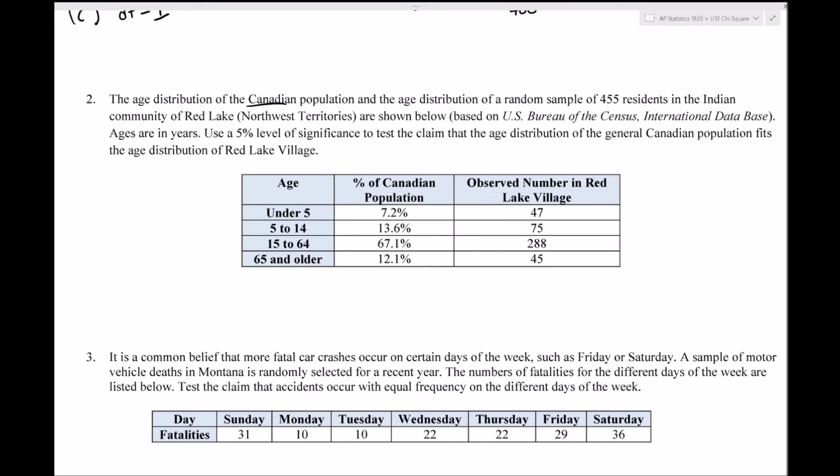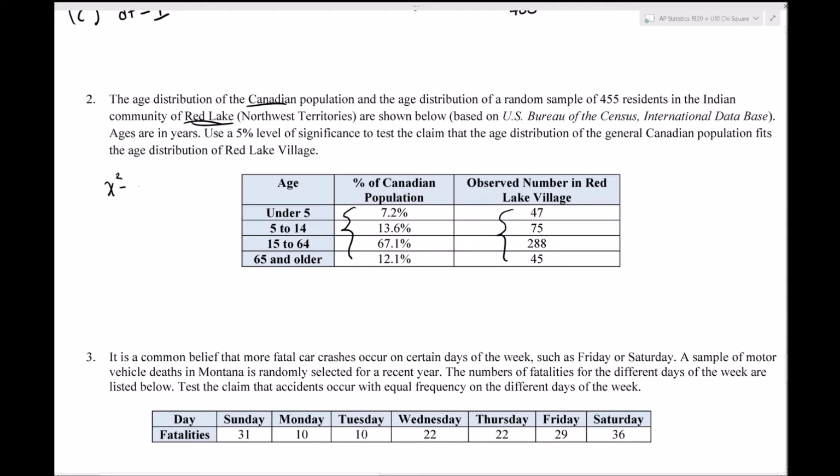Okay, so it looks like U.S. Census data keeps track of this particular community, the Red Lake community. So what we're doing is we're checking the Canadian population distribution, and that's the age category. So how is age distributed amongst all Canadians? And then does the age distribution for those in Red Lake fit that particular distribution? Keyword fit. In this case, this is a goodness of fit test. And hopefully that's easy to see.